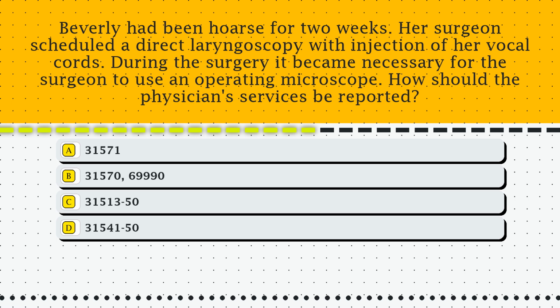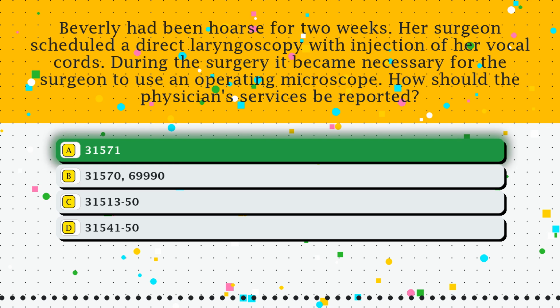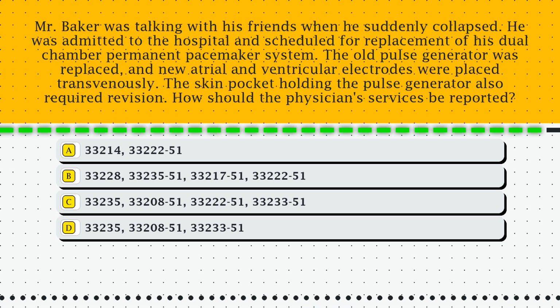How should the physician's services be reported? Option A, 31571. Option B, 31570, 69990. Option C, 31513-50. Option D, 31541-50. The correct answer is option A, 31571. Question 61. Mr. Baker was talking with his friends when he suddenly collapsed.